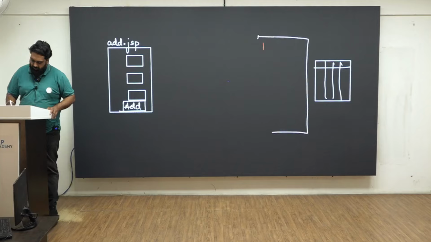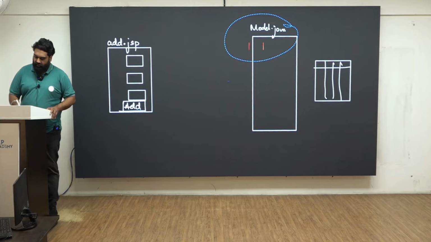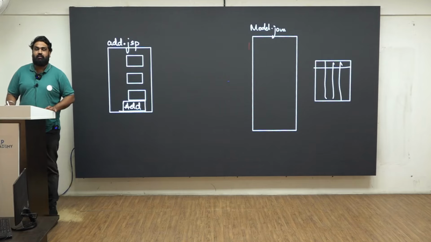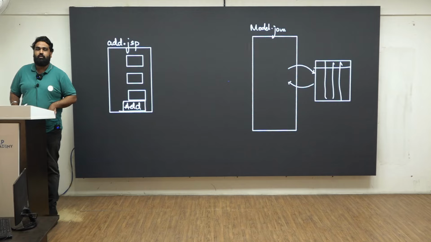So I will have one file here which I will call model.java. What will model.java do? Model.java will go to the table. It is going to insert the data, and whatever is the response, it will get back. Whether data is inserted or not, the number of rows affected is what it is going to give us back. I hope you are able to understand this.